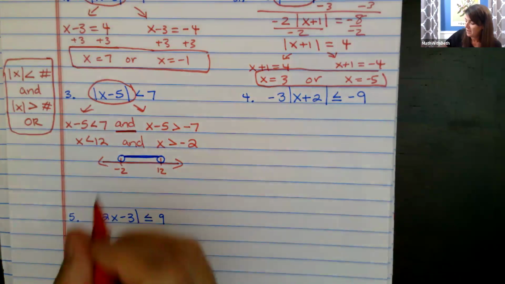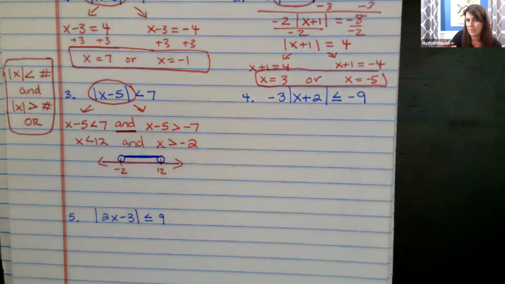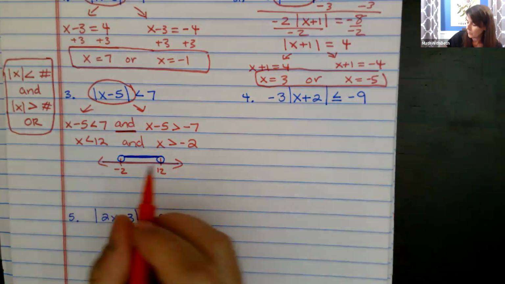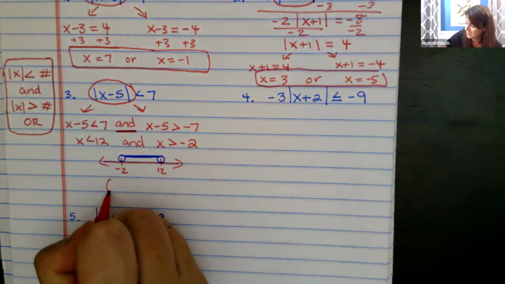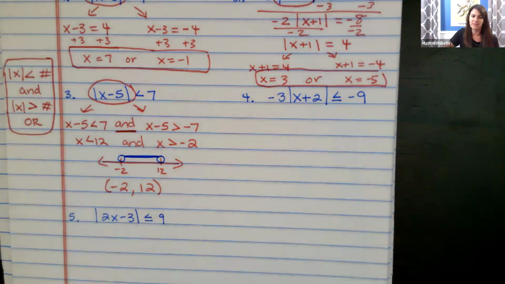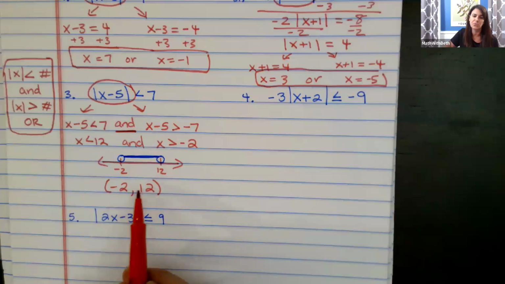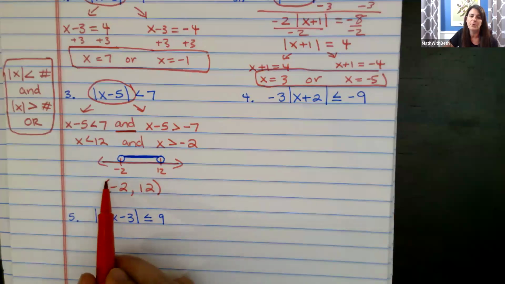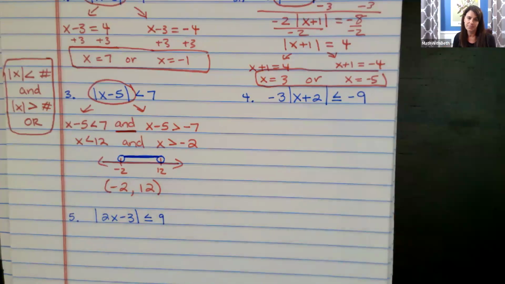So how do I write that? The best way I think to write it is just in an interval, which means I'm going to use either a parenthesis or a bracket. So open circle means parenthesis, -2, comma, 12, parenthesis. That means all of the numbers between -2 and 12, but the parenthesis means not including the -2 and the 12. So let's do that again, because I know that was a lot.